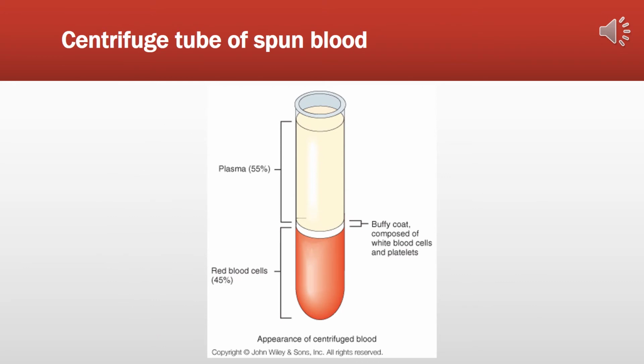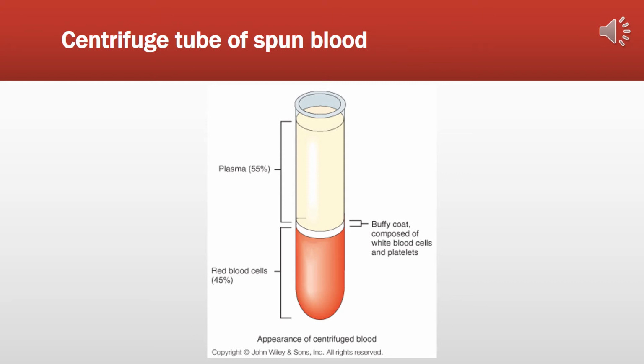So here's a centrifuge tube of spun blood, and if you don't know, a centrifuge is simply a machine that we stick these tubes or vials in that then spins them around such that we've separated the components of blood. But anyway, you can see up at the top of it we have plasma, which makes up 55% of blood, and as it's the lightest part of the blood, it's situated at the top.